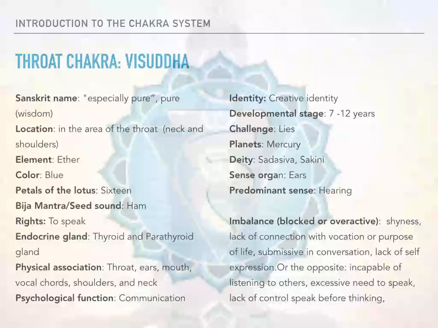The right is to speak. It is connected to the thyroid and the parathyroid glands. The physical association is throat, ears, mouth, vocal cords, shoulders, and neck. And the psychological function is communication. What is so interesting about this chakra is that it's about authenticity and expressing our truth, both in who we are, but also in words.